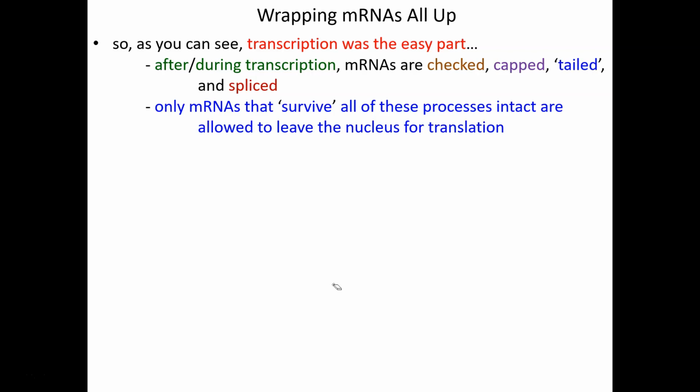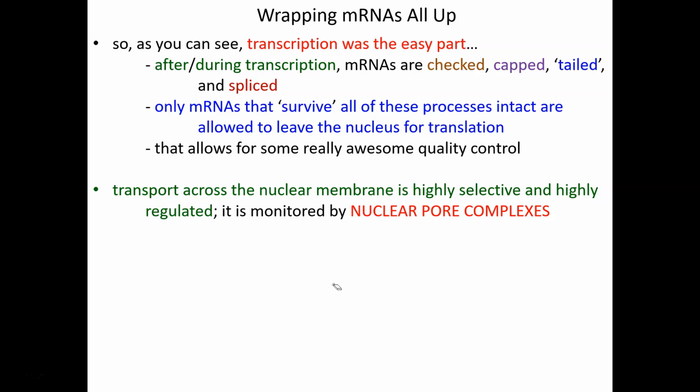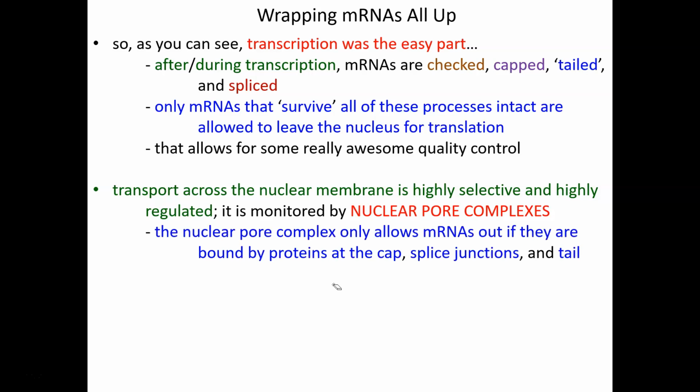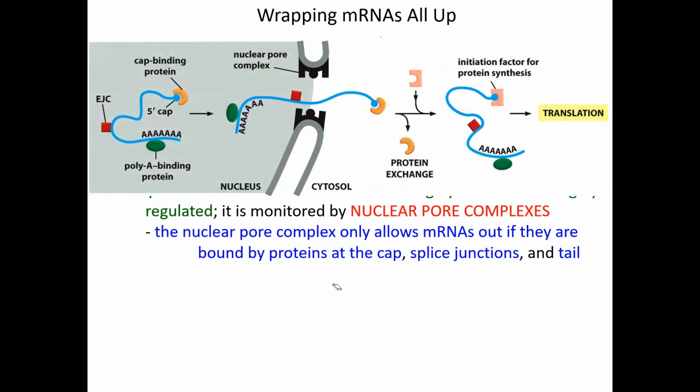So only messenger RNAs that make it through all three of these mRNA processing events can leave the nucleus as circles for translation. And that allows the cell to do some really extensive quality control. Transport out of the nucleus occurs through nuclear pore complexes, which you can learn about in a cell biology course. Nuclear pore complexes only allow messenger RNAs through that are capped, tailed, and contain splice junctions. And we monitor that through these binding proteins.